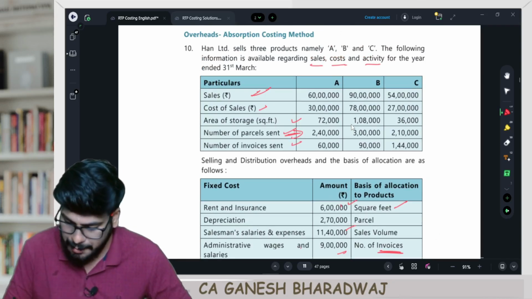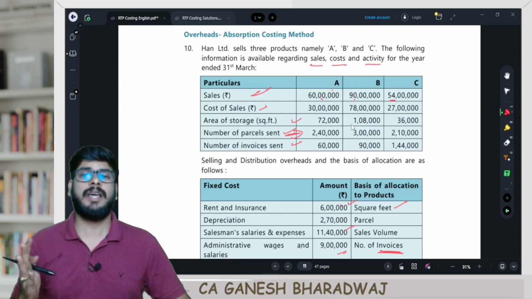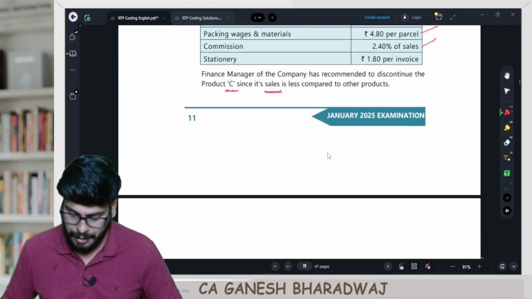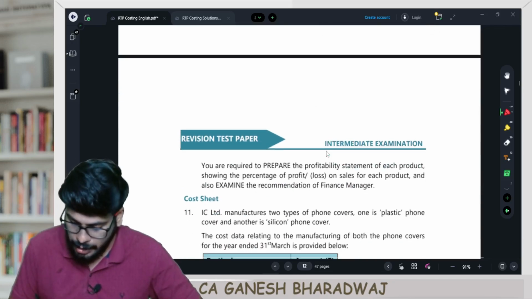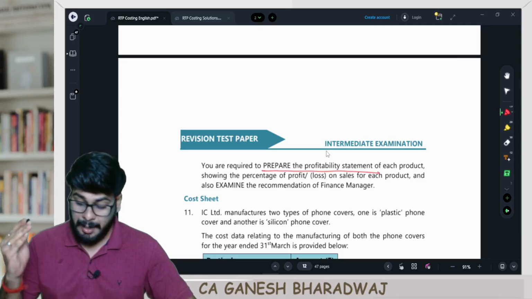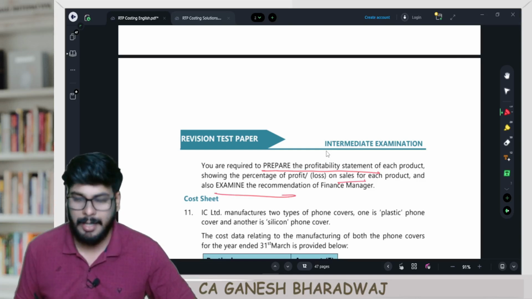If you see between the 3 products A, B, and C, 60, 90, and 54. Since product C has a lower sale, let us discontinue. This is what the finance manager of the company is saying. Now, you are required to prepare a profitability statement for each product, showing the percentage of profit or loss on sales for each of the product, and also examine the recommendation of finance manager.